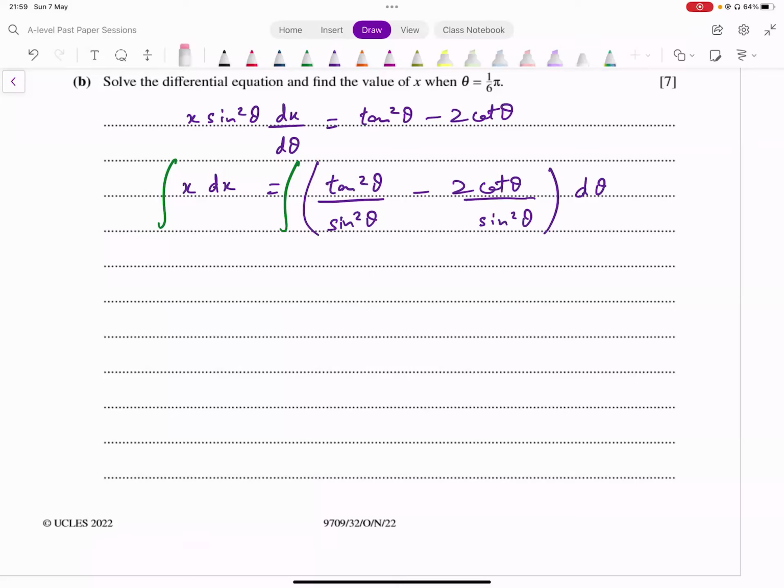लेफ्ट साइड पर आपके पास x है, with respect to x, let's integrate that. वो आपके पास simply क्या आ जाएगा, x square over 2 आ जाएगा.